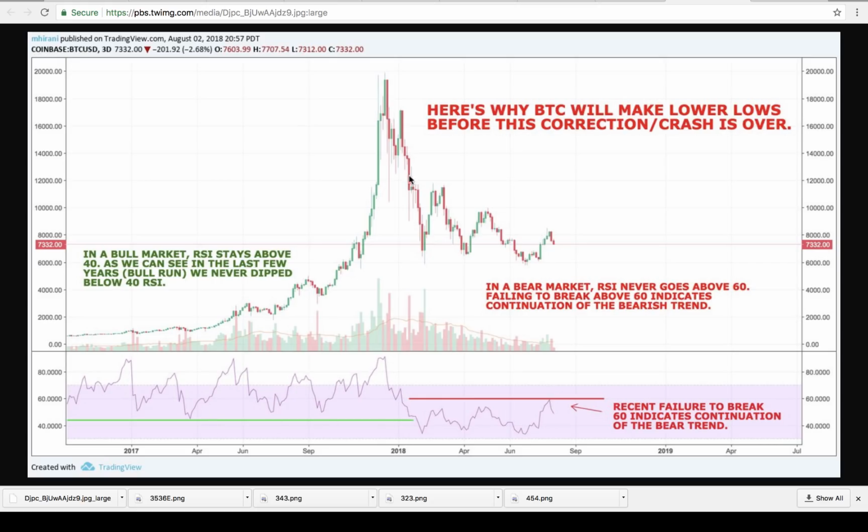However, when the bear market started, we broke 40 RSI for the first time since the bull run, and this goes back a couple of years. I know it's only showing 2017, but it does go back, I believe, to 2015. And so we broke 40 RSI support for the first time in the bear run, and after that point onwards, we have been unable to break above 60 RSI.